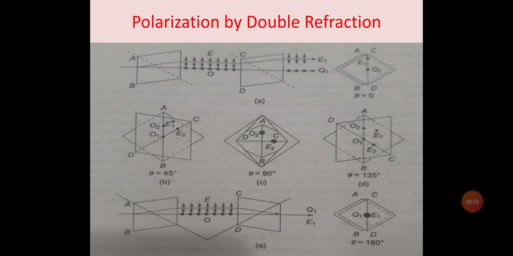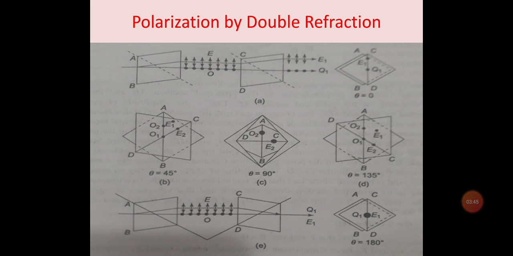And what will happen with the intensity? The intensity of O1 and E1 goes on decreasing, and the intensity of O2 and E2 goes on increasing. When the principal section of the second crystal makes an angle of 45 degrees, as you can see in figure B, four images of equal intensity will be seen. We will get the four images O1, O2, E1, E2, and they will be of equal intensity.